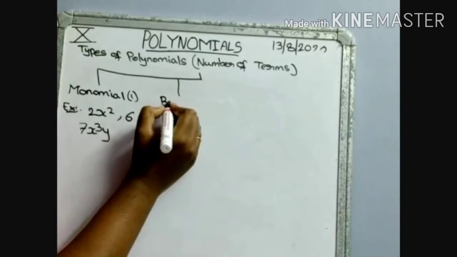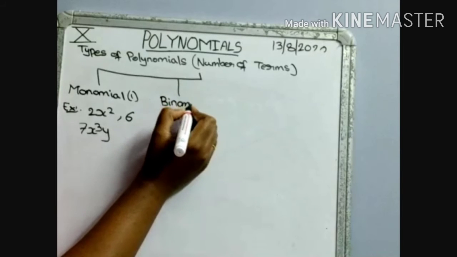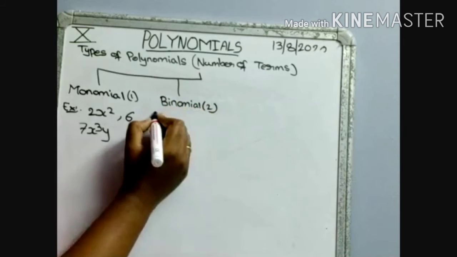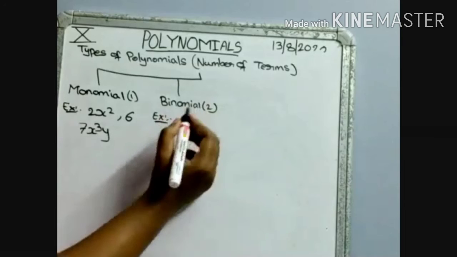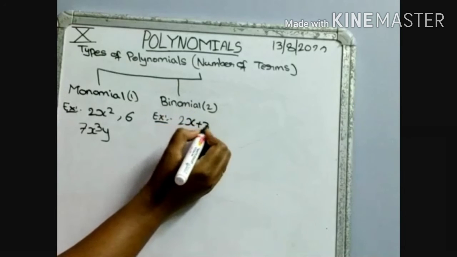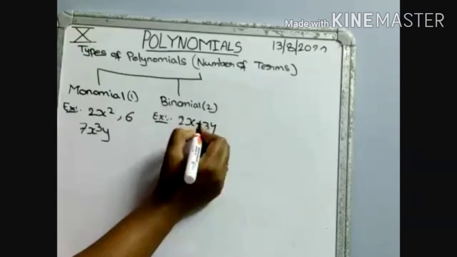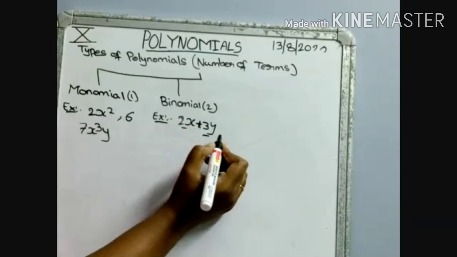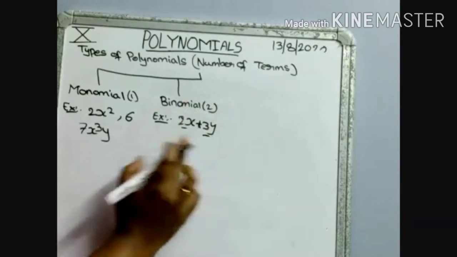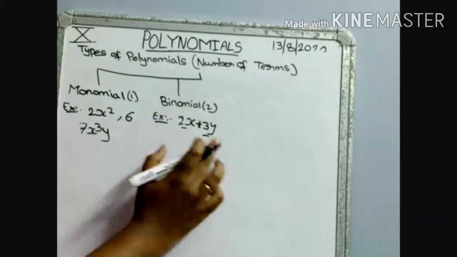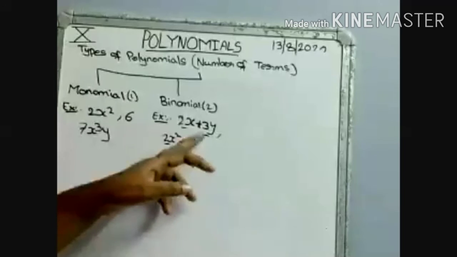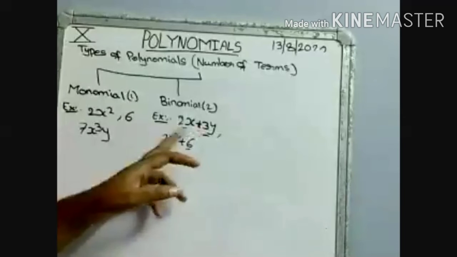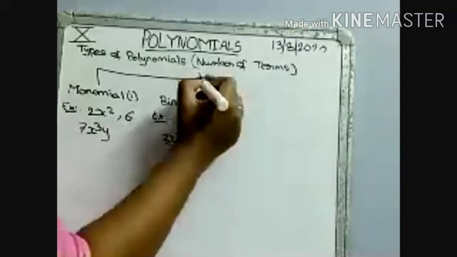After that we can take binomial. Bi means how many? 2. Bi means 2 only, no? If you take 2 terms, it is called a binomial. Suppose if you take this example, 2x plus 3y you can take. In 2x plus 3y, by addition we are separating these 2 terms. So this is one term, this is one term, so it is called a binomial. Take the example 2x square plus 6. This is one term, this is one term. So by addition or subtraction, we are separating the 2 terms. So this is the binomial. So 2 terms should be there.